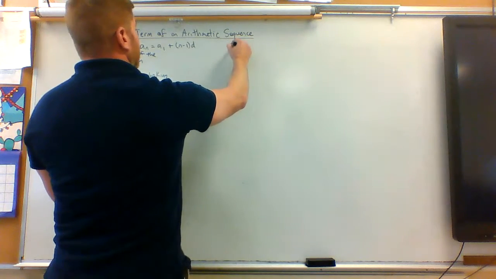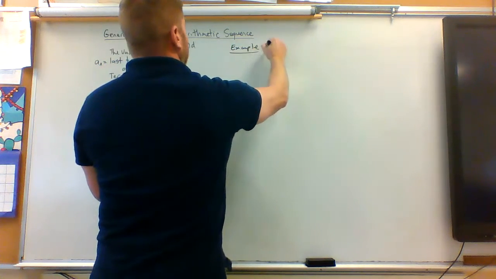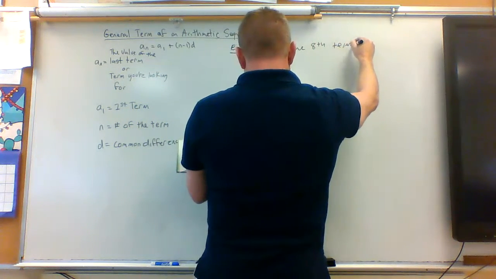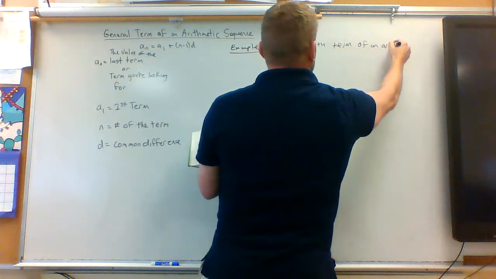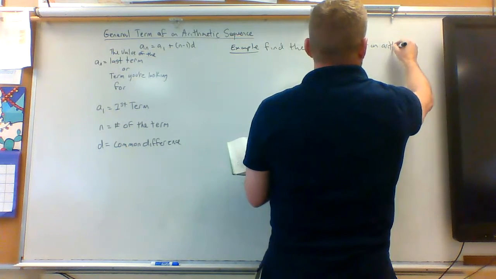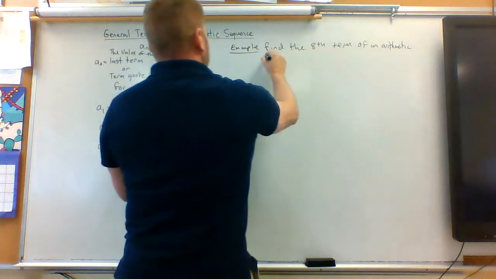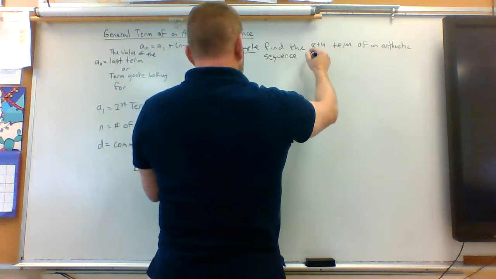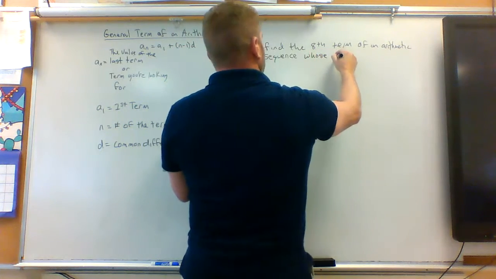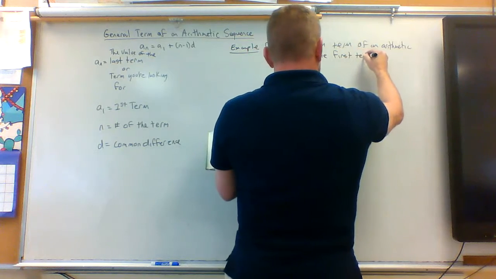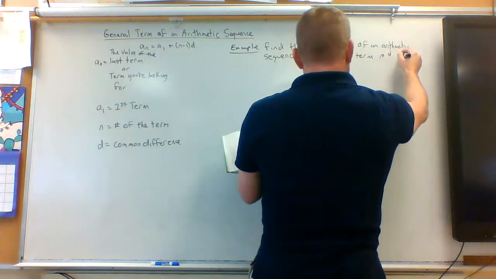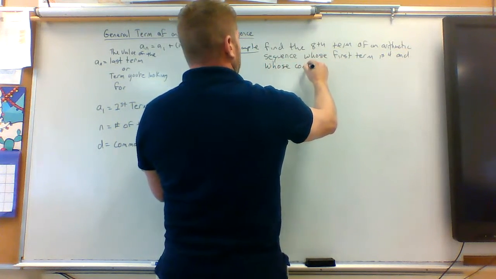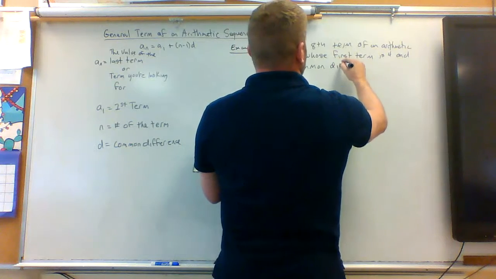Find the 8th term of an arithmetic sequence whose first term is 4 and whose common difference is negative 7.